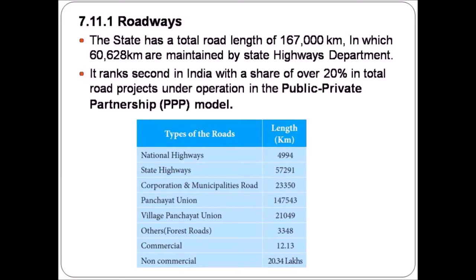Corporation and municipality roads are about 23,350 km, and they are maintained by the municipalities. Panchayat Union and Village Panchayat Union roads are maintained by panchayats and PMGSY. Next comes the forest road. The total length of the forest road in Tamil Nadu is 3,348 km.